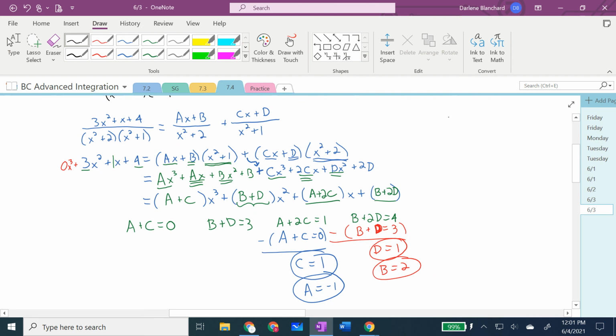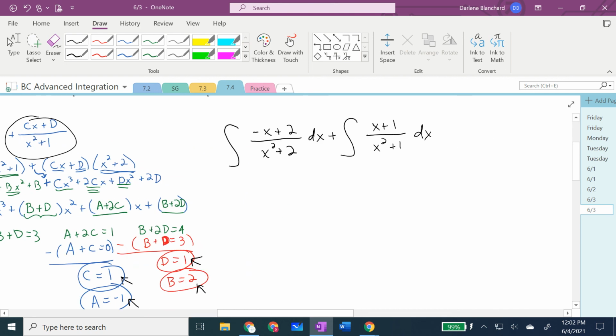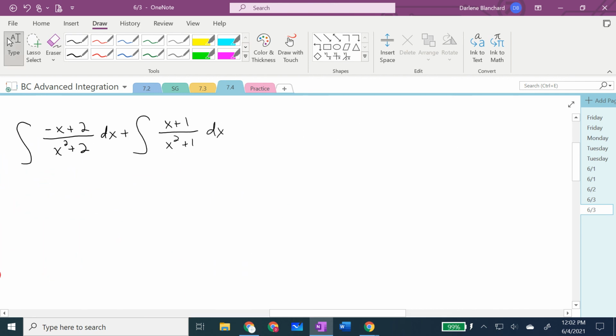Now, my integral has turned into ax plus b would be negative x plus 2 over the denominator x squared plus 2. And then cx plus d is x plus 1 over x squared plus 1. And finally, it's time for integration.